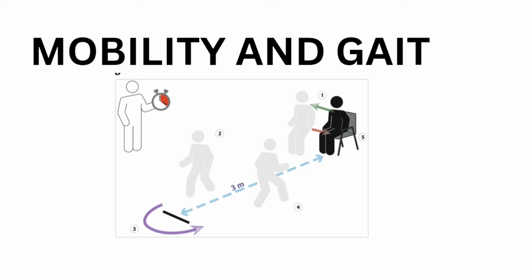The next step is to check mobility and gait. Ask the patient to stand up and walk a short distance. Observe for unsteadiness, use of support, or difficulty initiating movement.